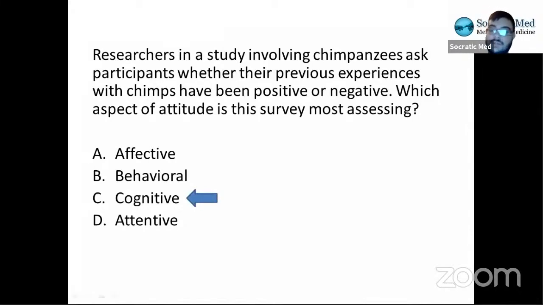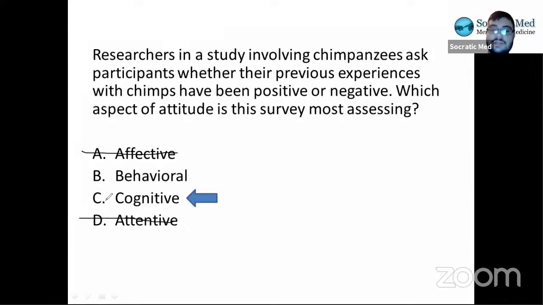The reason is, so firstly, going over these, it's not attentive because that wasn't part of the three aspects of attitude. It's not affective because it's not really dealing with specifically an emotion. It is dealing with your attitude towards chimps, but not really your emotional attitude, whether you love them, hate them, or are afraid of them, whatever. That could be part of the attitude, but that's not how you would exactly test it. Something that would test the affective would be more like, are you afraid of chimps or something like that.